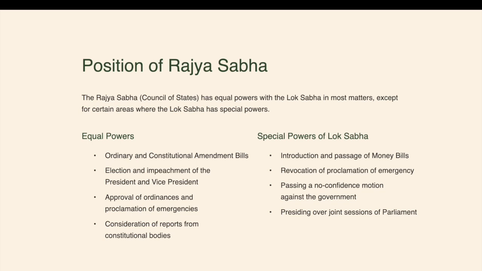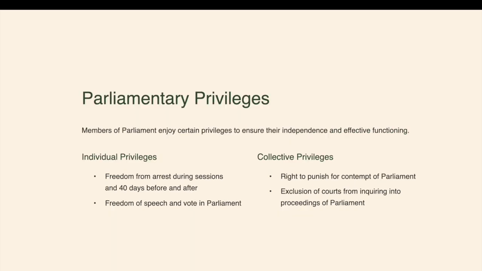Now, the position of Rajya Sabha compared to Lok Sabha. So equal power कहाँ है राज्यसभा का? Ordinary and constitutional amendment bills में, elections and impeachment of the president and vice president में, approval of ordinances and proclamation of emergencies में, consideration of reports from constitutional bodies में. Special power कहाँ है लोकसभा का? Introduction and passage of money bills में, revocation of proclamation of emergency में, passing a no confidence motion में against the government, presiding over joint sessions of parliament में.